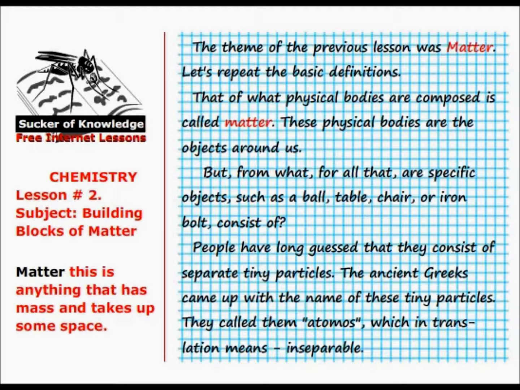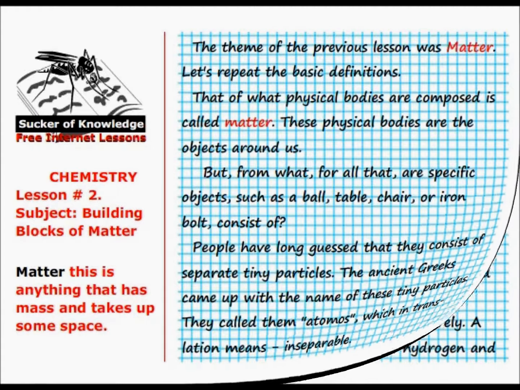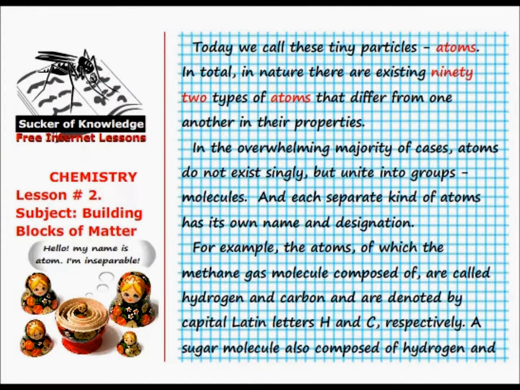People have long guessed that they consist of separate tiny particles. The ancient Greeks came up with the name of these tiny particles. They called them atomos, which in translation means inseparable. Today we call these tiny particles atoms. In total, in nature, there exist 92 types of atoms that differ from one another in their properties.